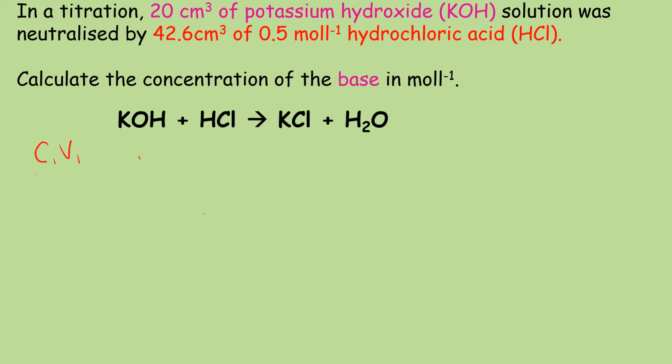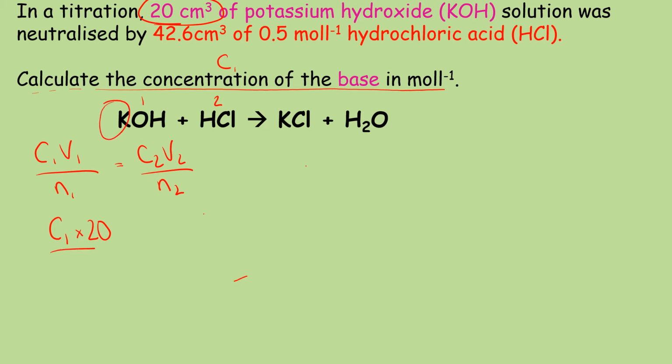So C1 V1 over N1 is equal to C2 V2 over N2. Plug in the numbers. So I'm going to call this chemical number 1, and this chemical number 2. Potassium hydroxide, calculation, I don't have one. If I read the question, calculate the concentration of the base. So that's going to be C1, so C1 stays as C1. For V1, which is the volume, it is going to be 20, because it's 20 centimetres cubed of potassium hydroxide. The number in front of it in the balanced equation is 1.